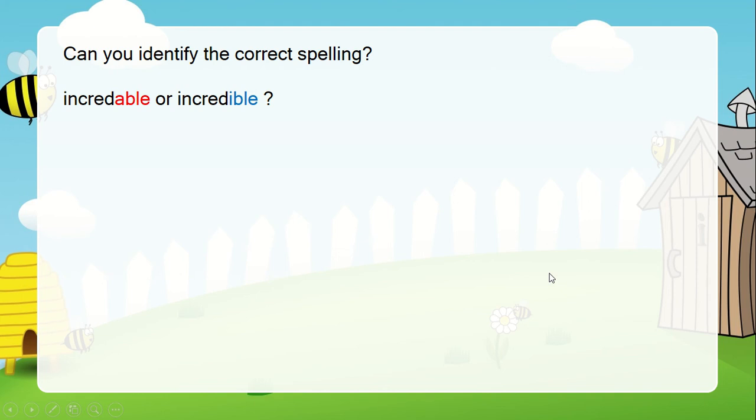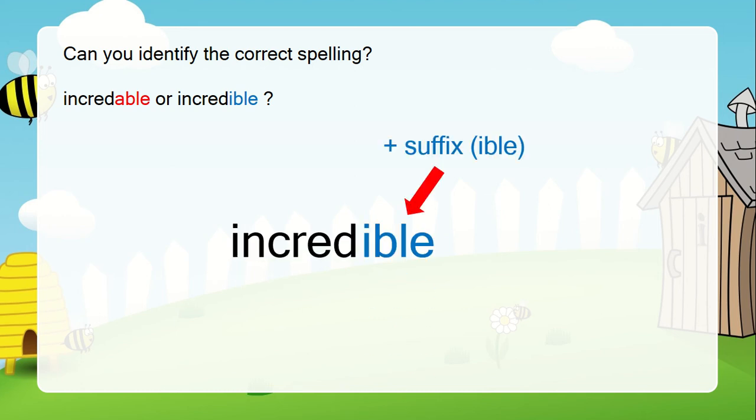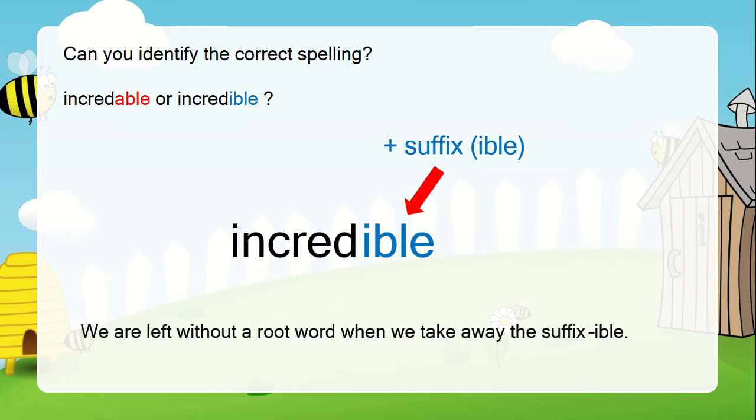Can you identify the correct spelling for the word incredible? Pause your video now to have a think. Click play when you're ready. This time, it is the suffix ible that is at the end of our word. If we were to take away our suffix, in this case ible, we would not be left with a root word. This is how we know it is an ible ending and not an able ending, as we have no root word.